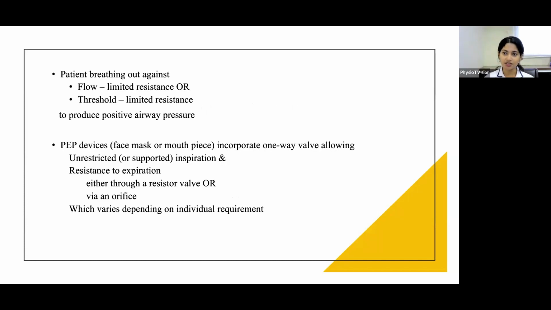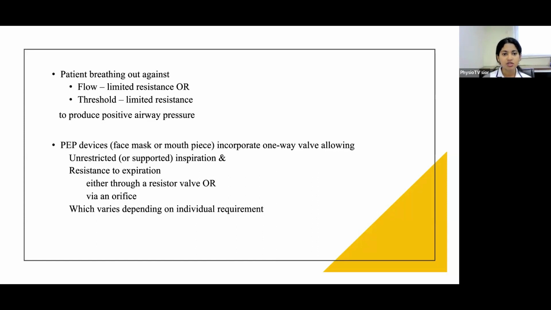So what is the essence of PEP therapy? In this therapy, the patient is breathing out against a resistance. This resistance can be of two types, which is flow resistance or a threshold limited resistance. This resistance is going to cause a positive back pressure or the positive airway pressure, which is what this therapy is based on.